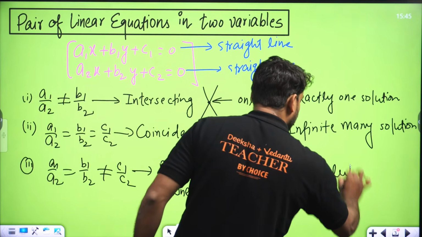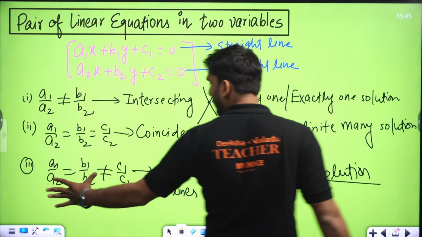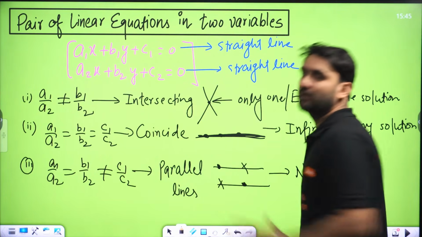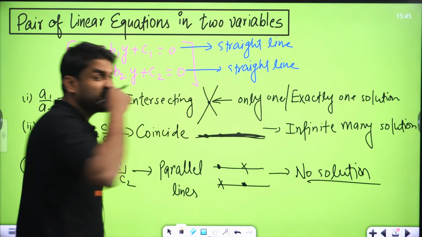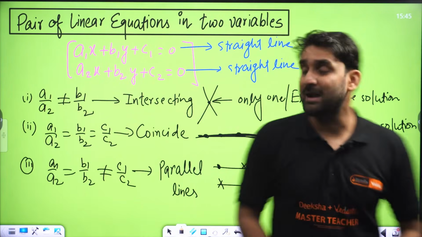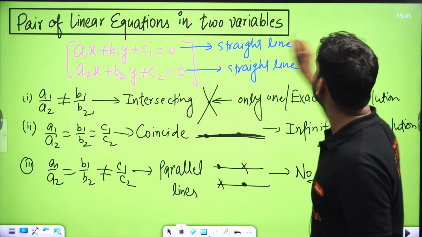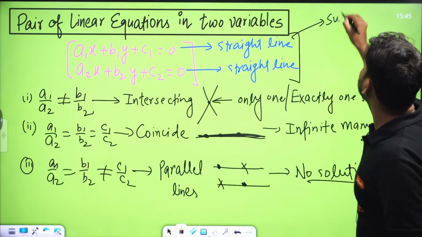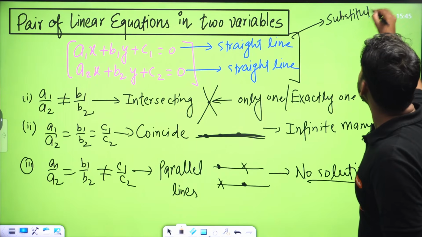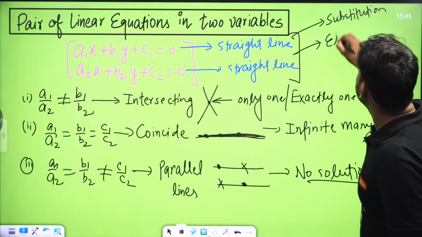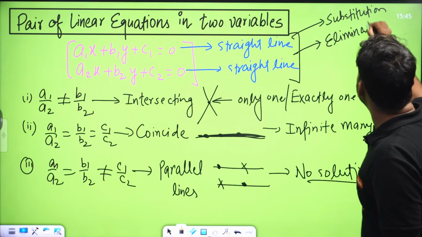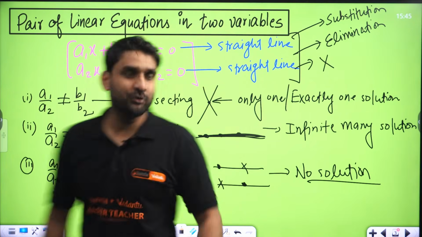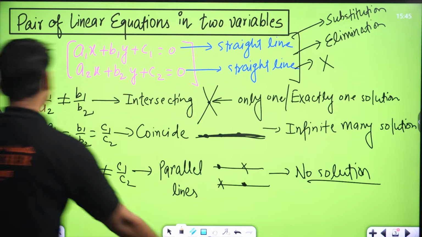So when no solution comes up, my dear, if you are getting this condition, a1 by a2 is equal to b1 by b2 but not equal to c1 by c2, this is called no solution. This is important for your exam, my dear. And we know how to solve. If I want to solve linear equations in two variables, there are basically three methods: substitution method, elimination method, and third is cross multiplication method, but this is not in your syllabus, so I don't want to write it here. So substitution and elimination methods.